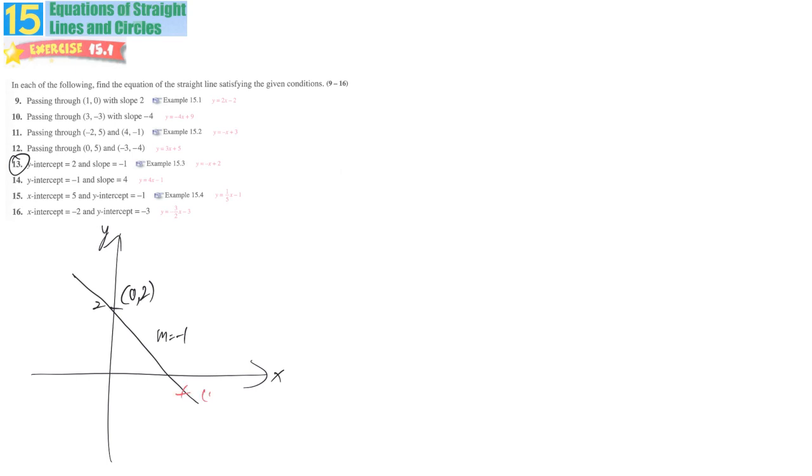Question 13 now, and the y-intercept is 2. If we draw the graph, that means it cuts the y-axis at 2, which means it passes through the point where the x coordinate is 0 and the y coordinate is 2. And then the slope is negative 1, which means going downward. So again, the standard procedure: a general point, and then we write down slope equal to slope.